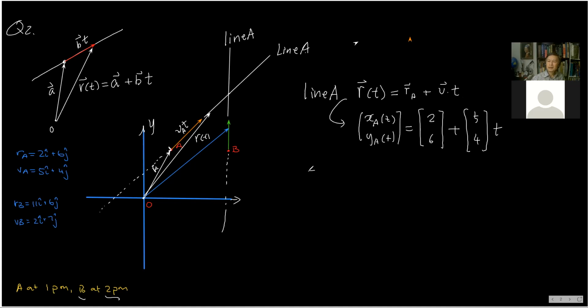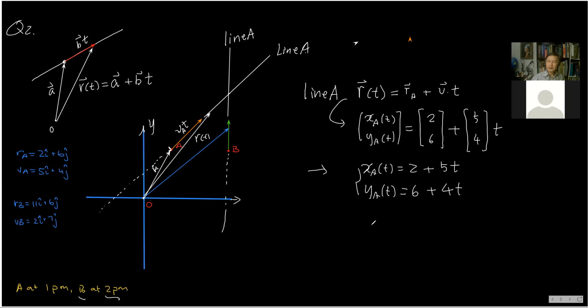In other words, XA equals 2 plus 5t, and YA equals 6 plus 4t. Of course, we'll fix that. These t have different starting points, so we'll think about that.